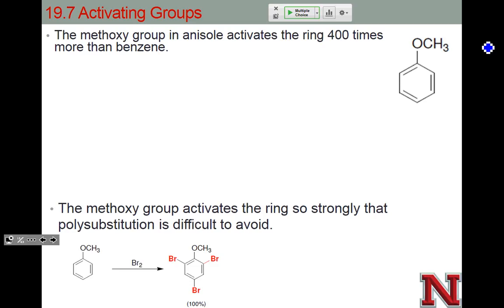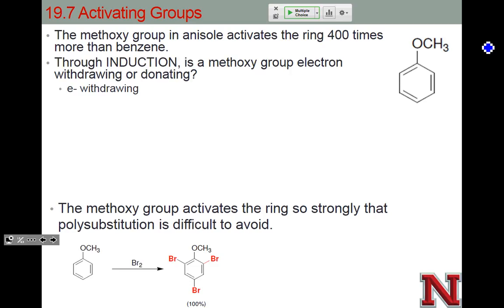If we look at the methoxy group in anisole, it's actually 400 times more reactive than benzene, versus toluene, which was only 25 times more reactive. That's coming from the fact that the oxygen has a lone pair that can form resonance structures with the double bond. Because of that, the ring becomes even more electron rich. I know oxygen is electron withdrawing, but it has a lone pair that's in conjugation with the ring. So it's electron withdrawing through induction, but electron donating through resonance, and resonance always wins.